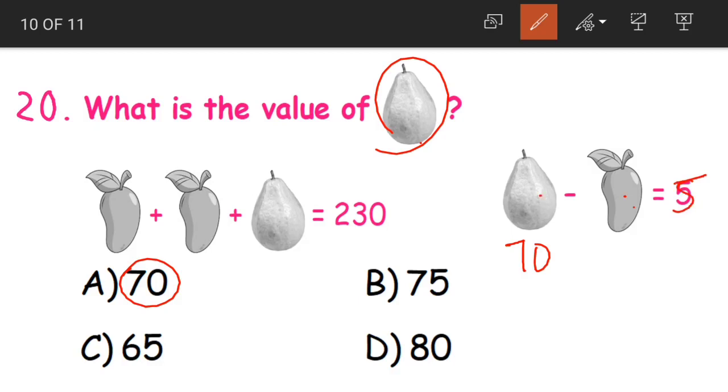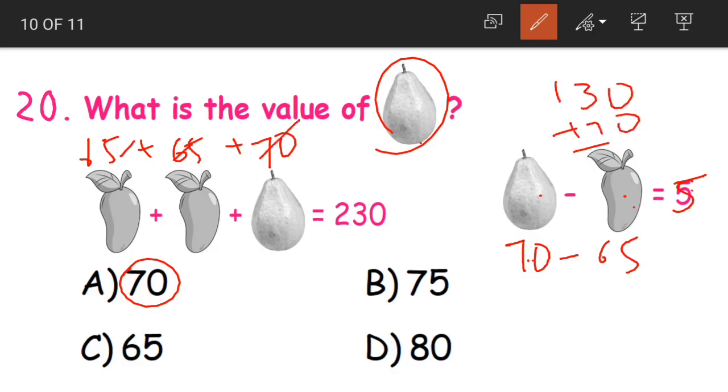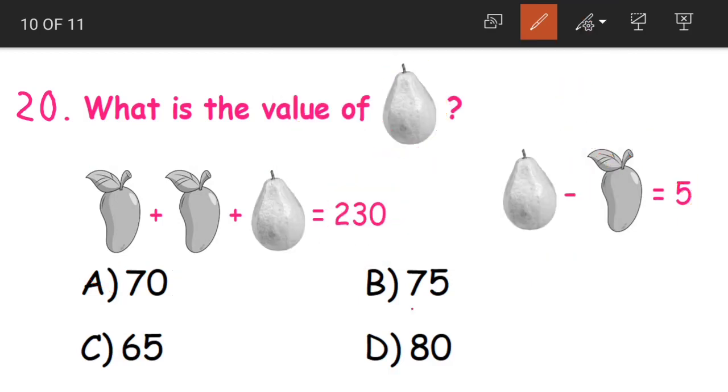Mango is 5 less than pear. Yes, the difference is 5, right? So when we subtract 5 from 70, it will be 65. Now pear is 70 and mangoes are 65. Add these all together. 65 plus 65 is equal to 130, plus 70 becomes 200. Yes children, but here we are having 230. So option A is not the correct answer.